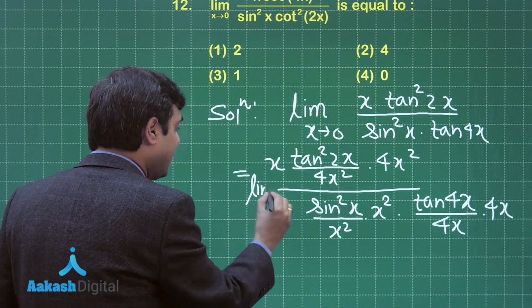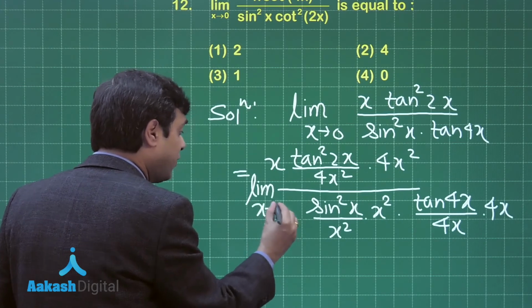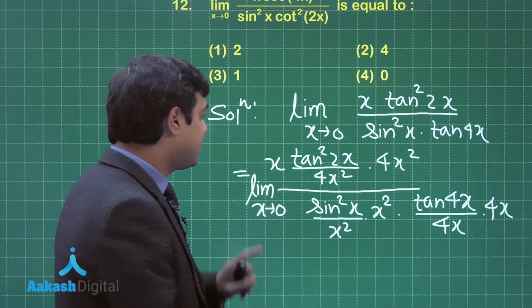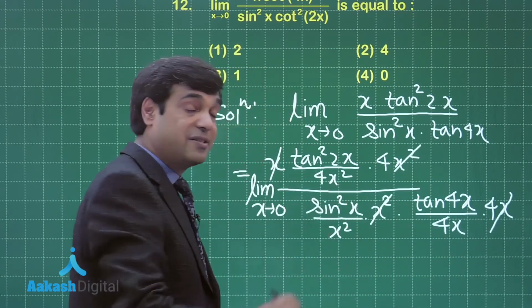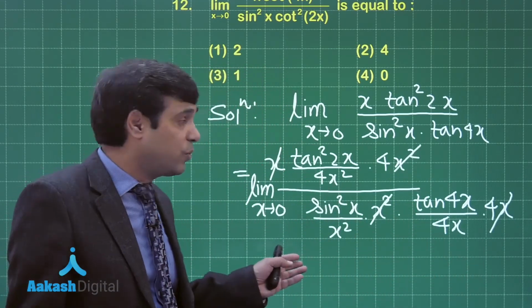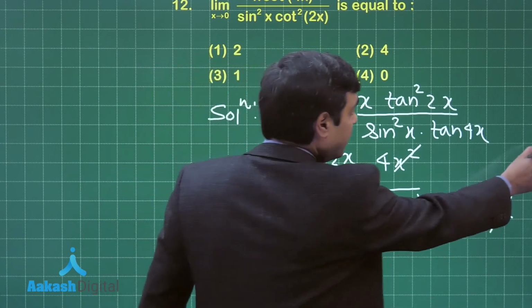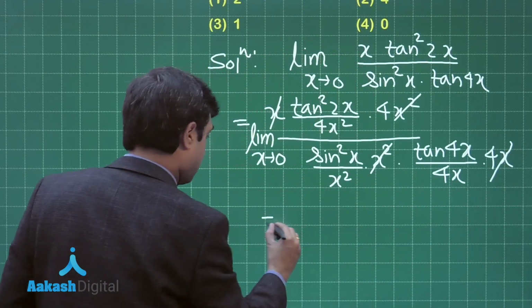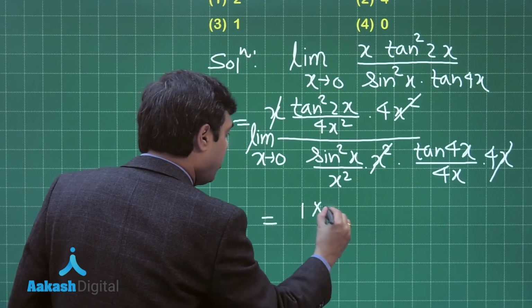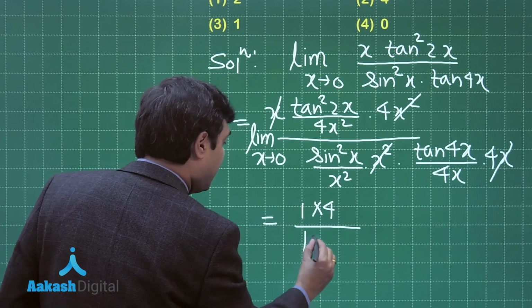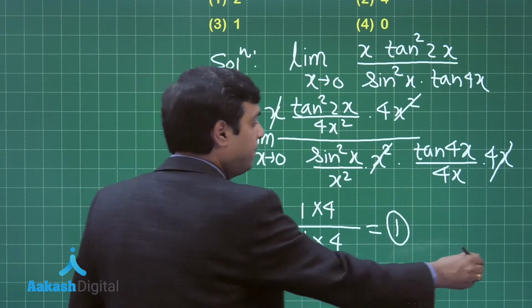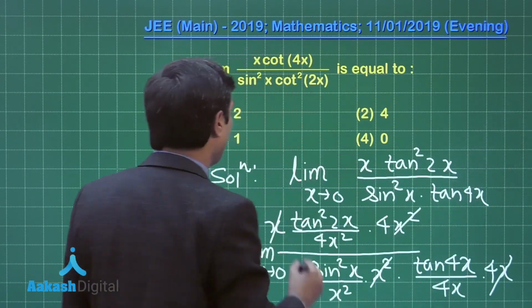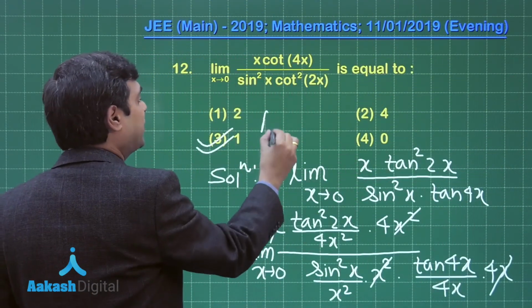Now, when you apply limit x approaching 0, what will happen? You can see once this x is cancelled with this x and x square is cancelled with this x square, apply the limit to get the term like 1 multiplied with 4 divided by 1 multiplied with 4. So, the result is simply 1. Let us see from the given options. Correct answer is option number 3.